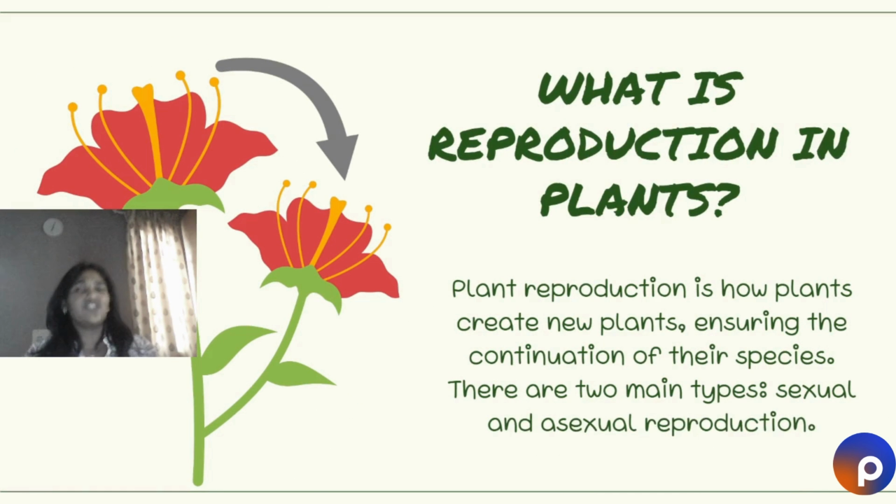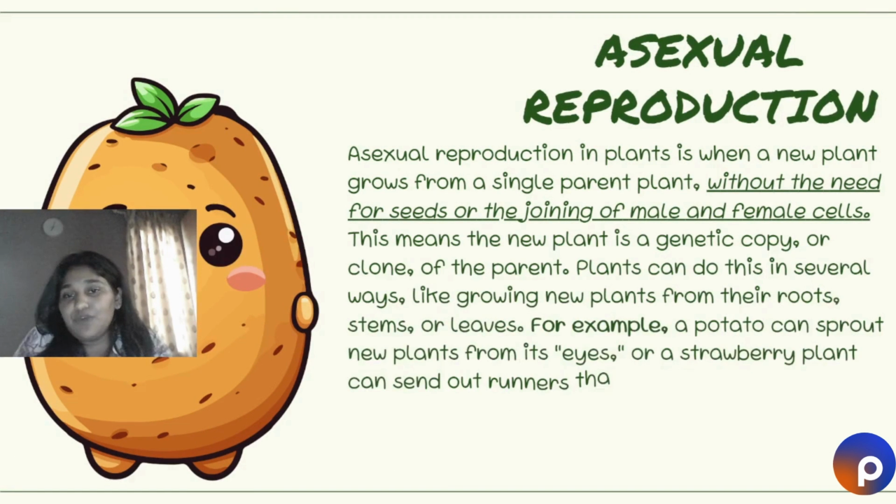What is reproduction in plants? So plant reproduction is how plants create new plants. It ensures the continuation of their species, right? So there are two types of reproduction that we can look into when it comes to plants: sexual reproduction and asexual reproduction.